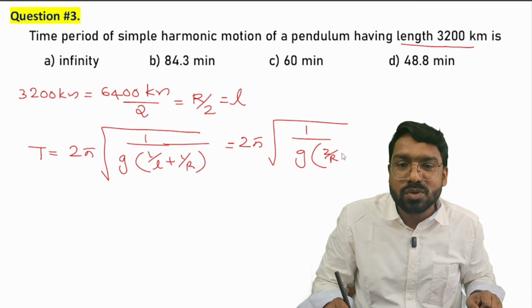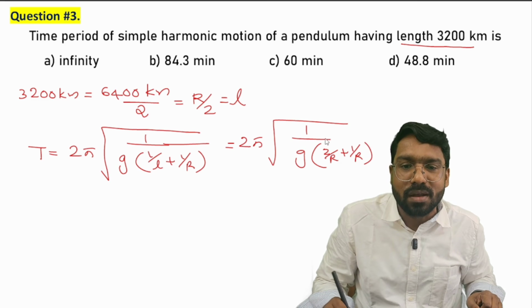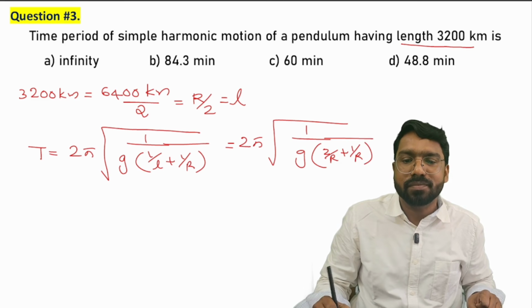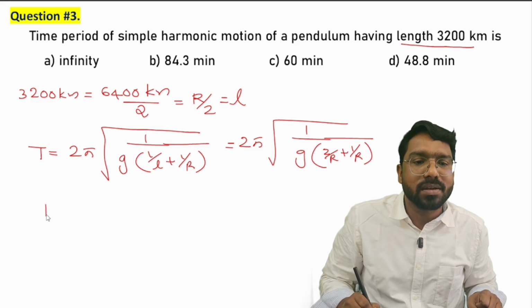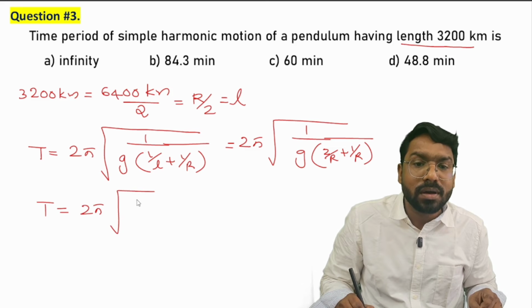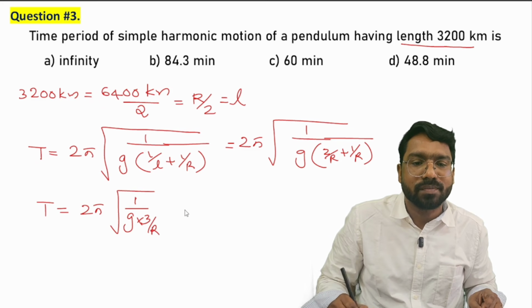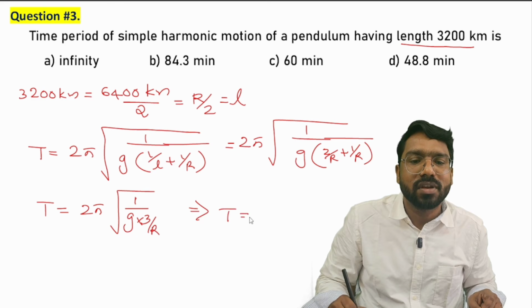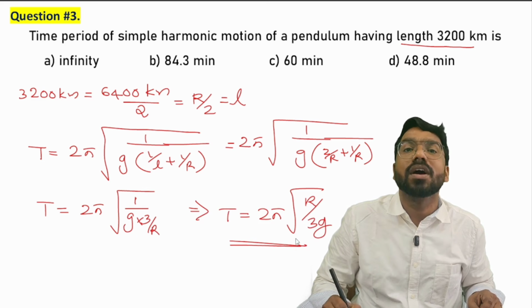So 2 by r plus 1 by r. What is 2 by r plus 1 by r? It is 3 by r. So T equal to 2 pi root 1 by g into 3 by r. So what will we get? T equal to 2 pi root r by 3g.